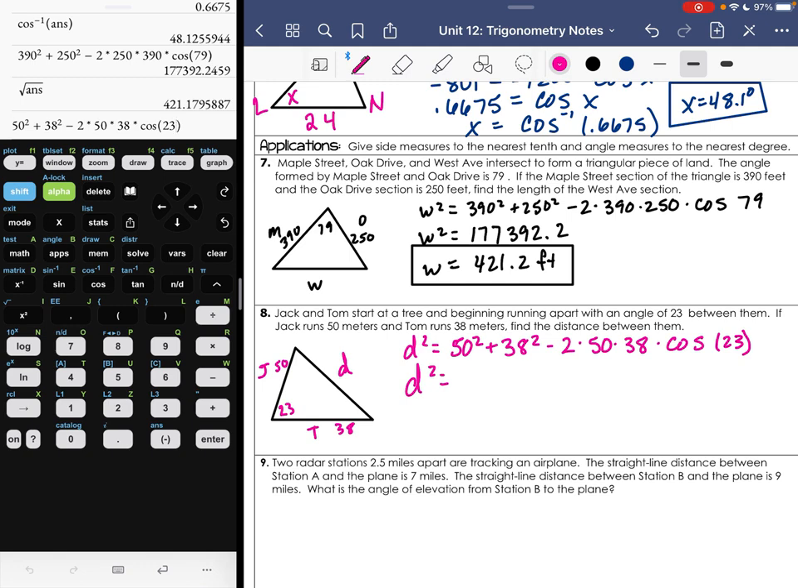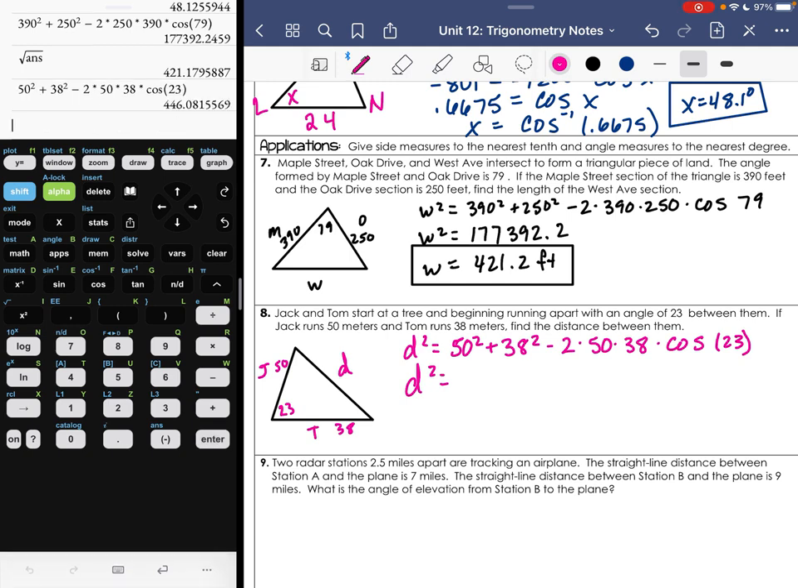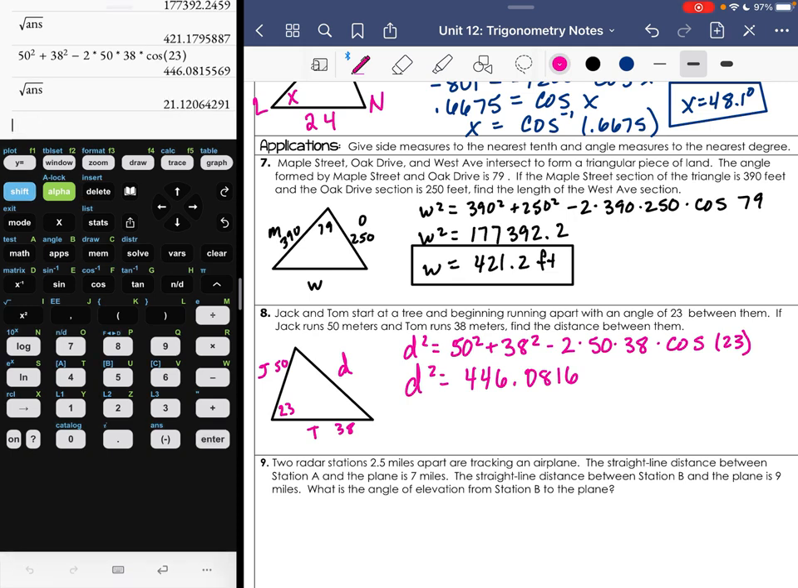Let me look and make sure that was right because I did make a little mistake. Okay, so that's 446.1. Well, we'll just do 0816. And then we're going to do the square root of that answer. So the distance between them is 21.1 feet. Oh, nope, that's meters, not feet. So that is that problem.